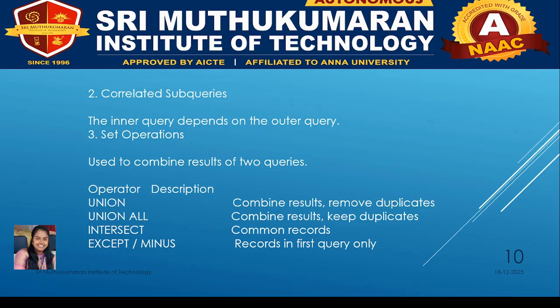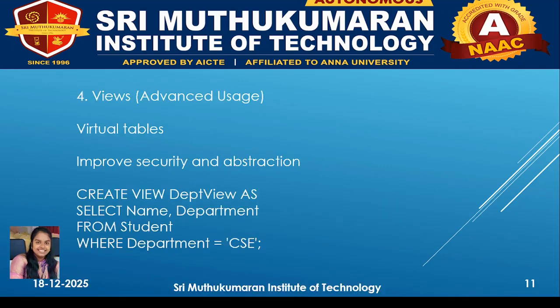INTERSECT: this gives the common records in the tables. EXCEPT or MINUS: records in the first query only. And then views, which is an advanced usage. Views are virtual tables that improve security and abstraction. CREATE VIEW CSE_dept_view AS SELECT name, department FROM students WHERE department = 'CSE'. This will concentrate on the CSE department.